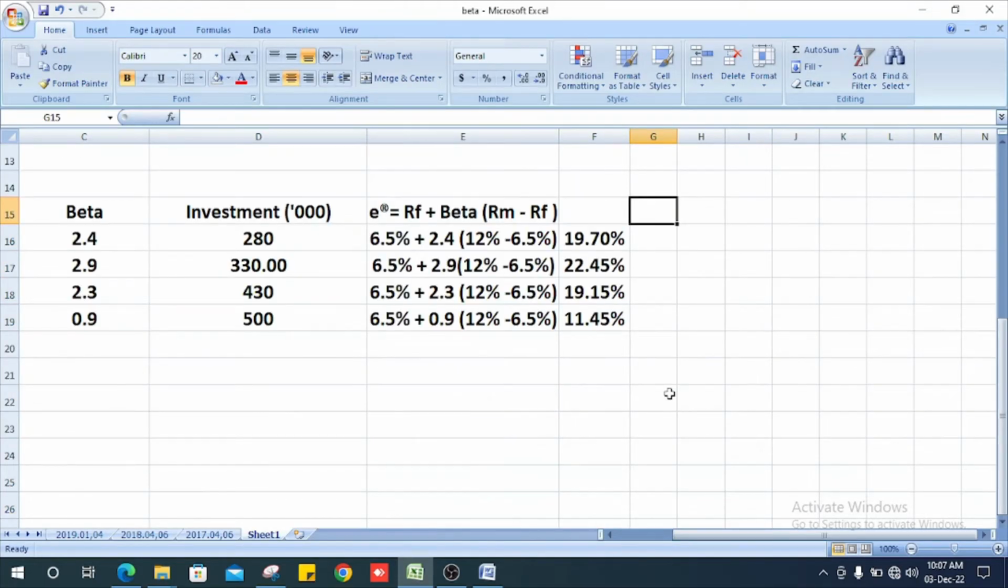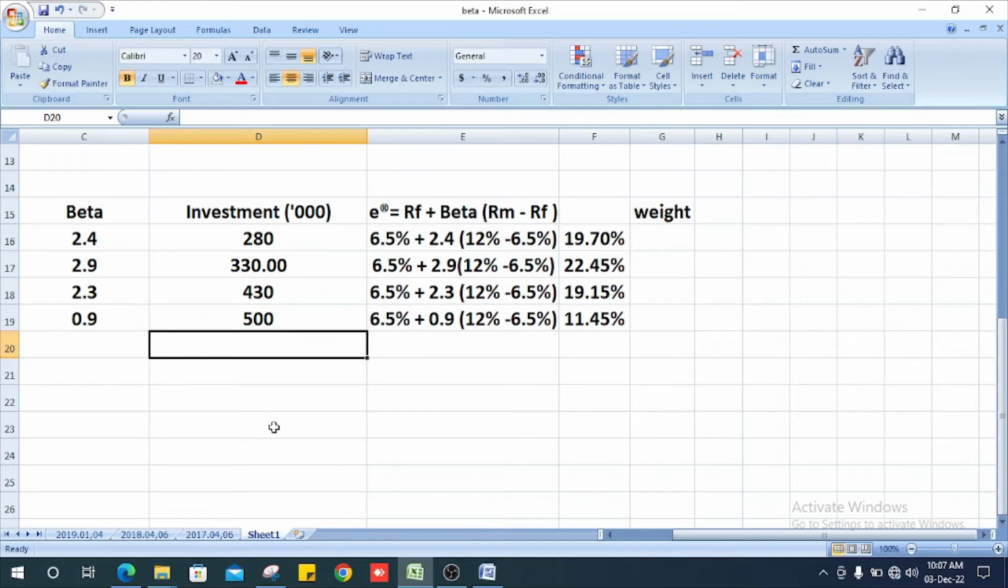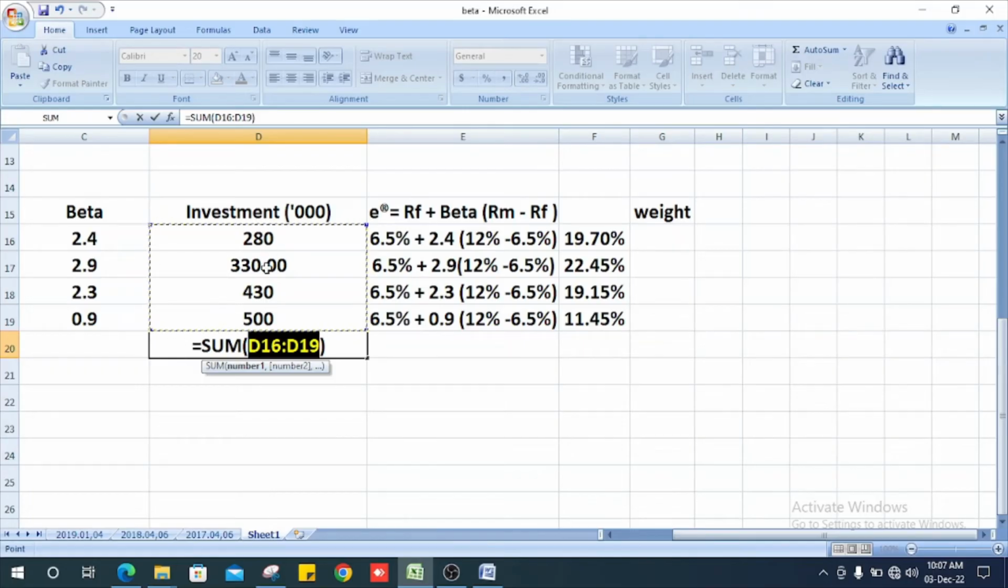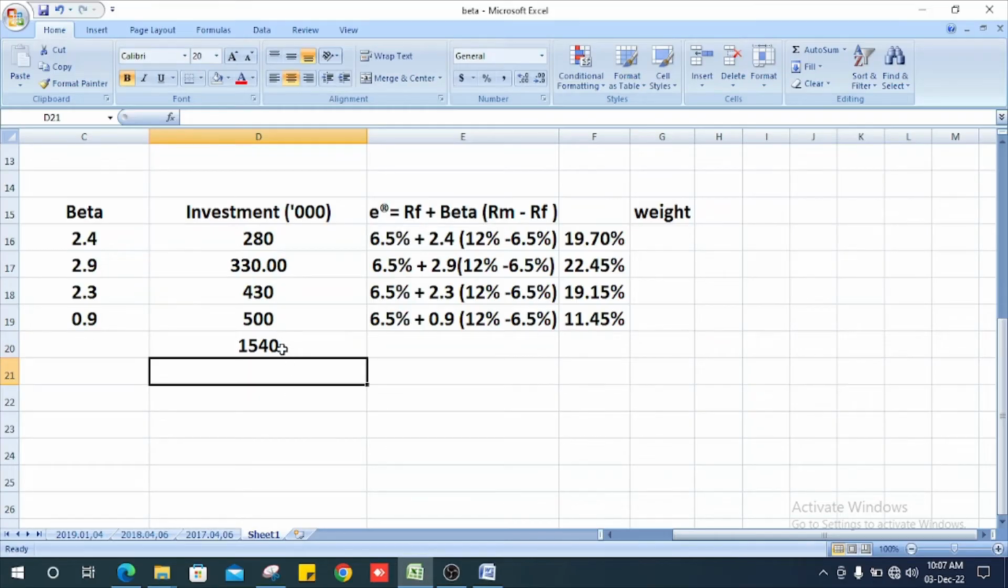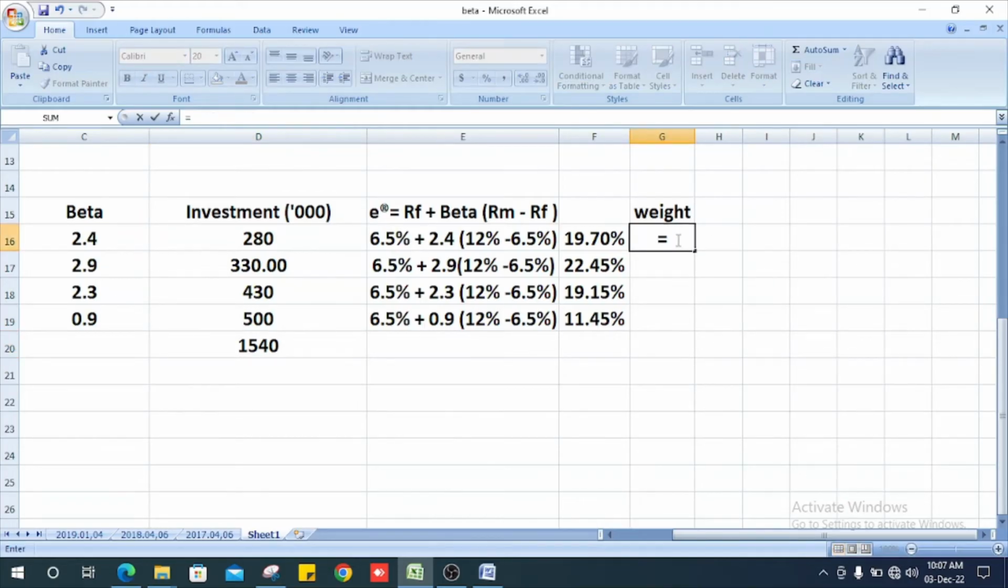Next, we will get the weight column. Right, get the total of investment. It is 280, 330, 430 plus 500, it is 1,540. Right, this is the total value. The investment divided by the total value, 280 divided by 1540, it is 0.182.